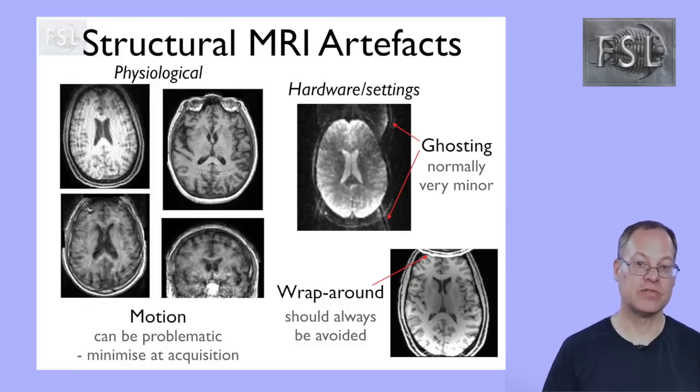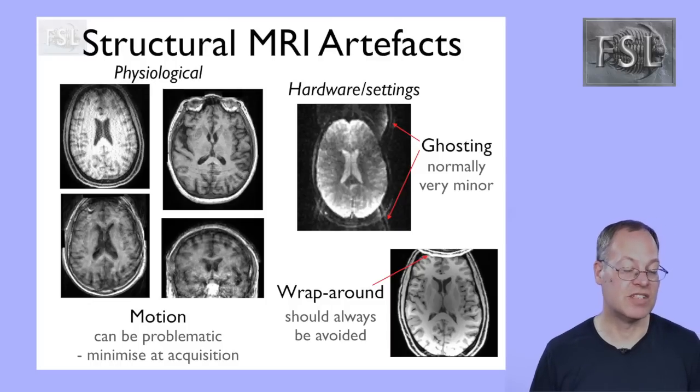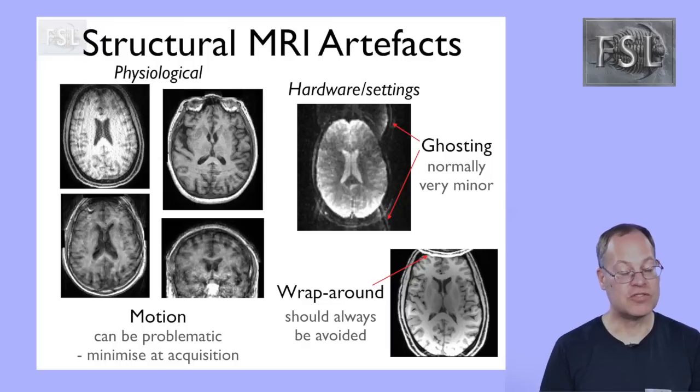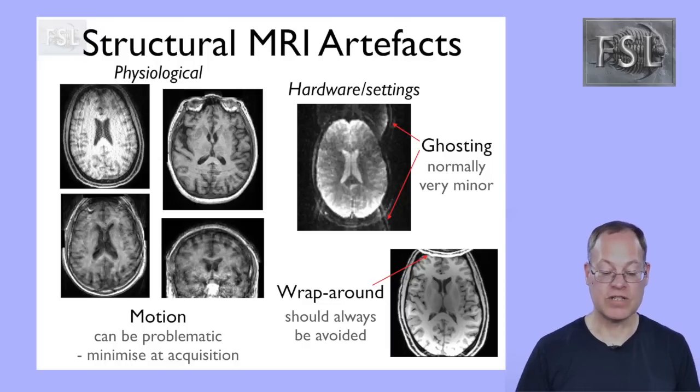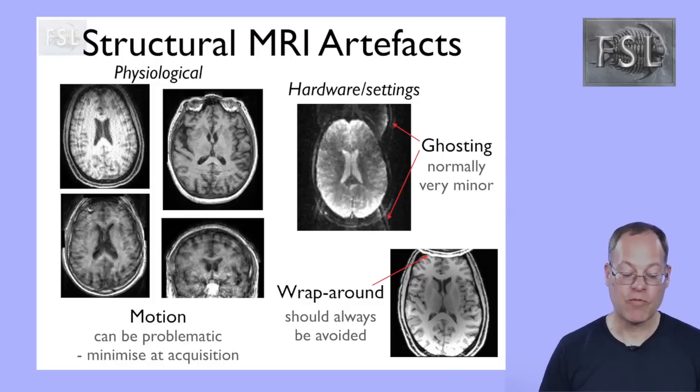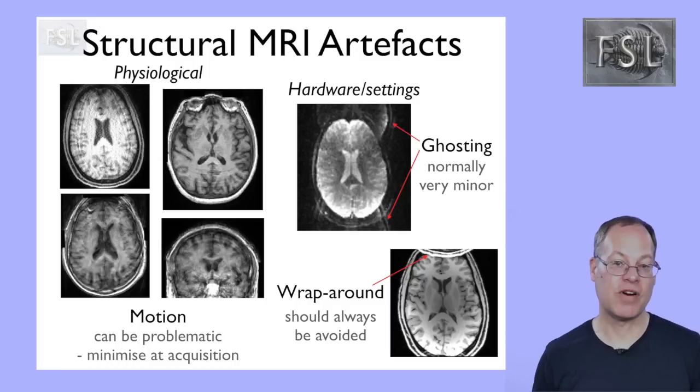There are also other things which happen as a consequence of imperfections in the hardware. Ghosting is one of the things which is common. It's not normally as strong as this, it's normally very, very mild. When it's mild, we just put up with it. It's something that doesn't cause too much of a problem. Wraparound, however, is something where it's going to be equally as bright as the rest of the brain.